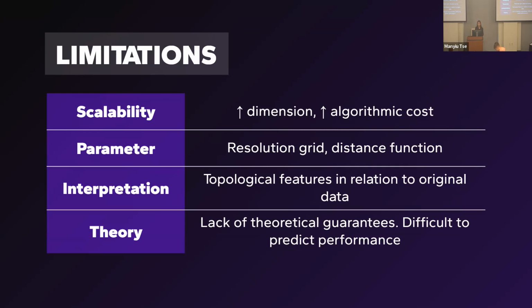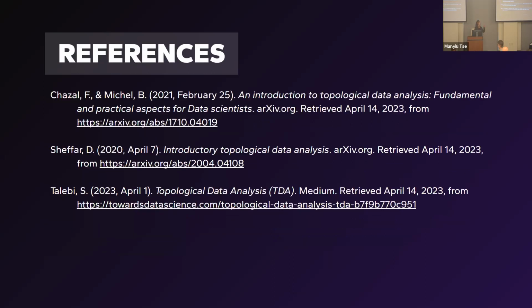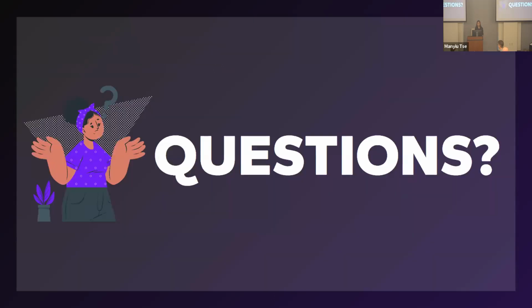And the last one, there's a lack of theoretical guarantees. So far, there are only 5 different applications that I saw in the medical field. More is coming, but this means that it would be difficult to predict the performance of how you would apply this to your own field, which means there are a lot of future implications in this. There are a lot of research opportunities since it's a fairly new topic in data science. So these are my references. And yeah, do you guys have any questions?